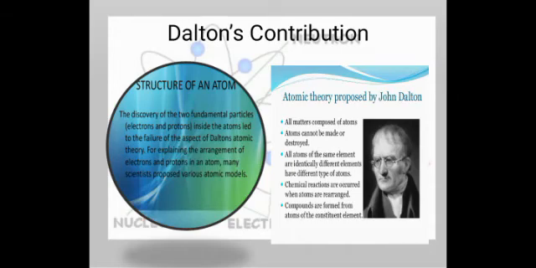As in the atomic theory we studied in the last chapter, all matter is composed of atoms. Atoms cannot be created or destroyed. All atoms of the same element are identical, and different elements have different types of atoms, in which chemical reactions occur when atoms are rearranged and compounds are formed from the atoms of the constituent elements. So these were the basic theories of Dalton, as you studied in the last chapter.